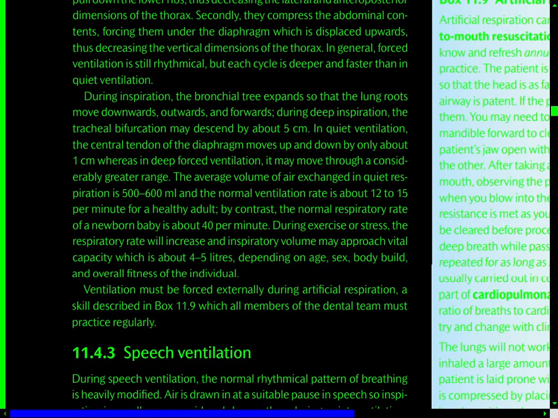During exercise or stress, the respiratory rate will increase and expiratory volume may approach vital capacity, which is about 4 to 5 liters. We have studied the vital capacity before, and now we know that vital capacity is 4 to 5 liters. We will reach vital capacity on exercise or stress. Of course, the vital capacity will depend on age, sex, body build, and overall fitness of the individual.